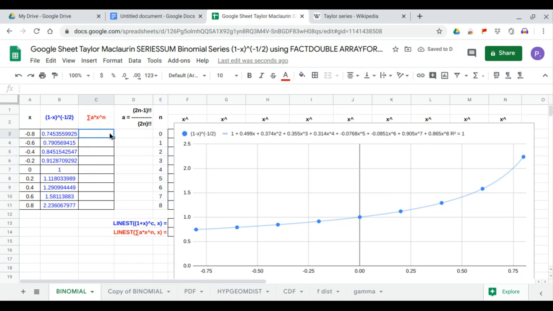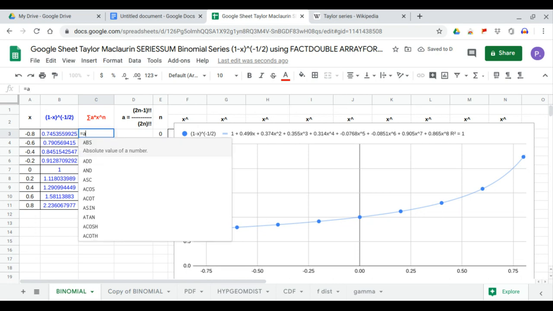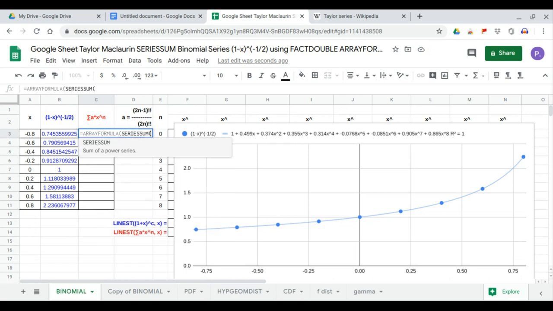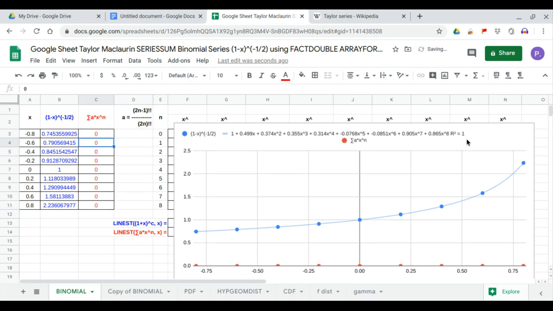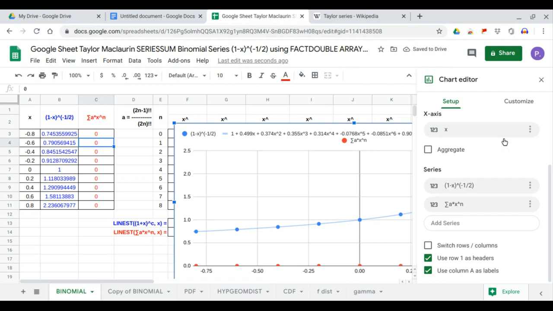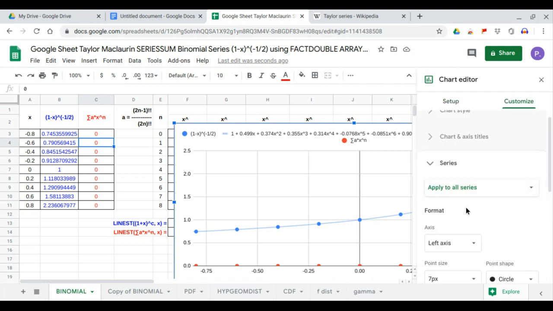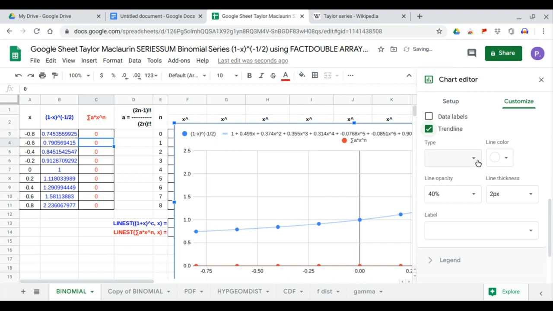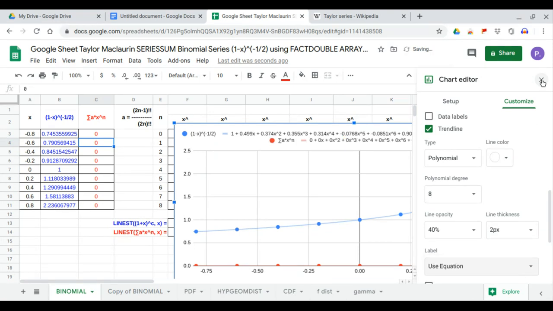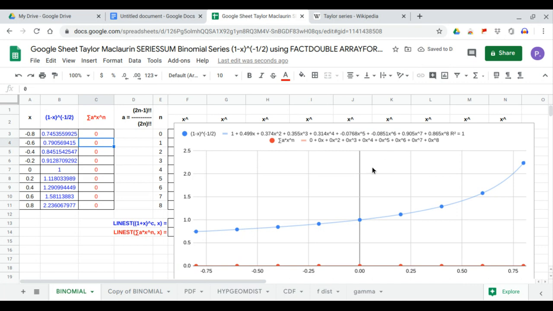So the Taylor-Maclaurin series sum will be our formula series sum, x to the power starting from 0 incremented by 1, and the coefficient will be this range. And we generate the expansion or the trend line for both in polynomial raised to the power 8. So now we have the expansion.